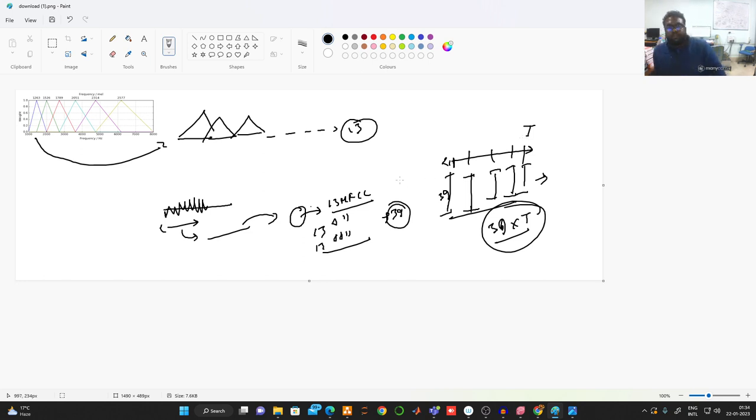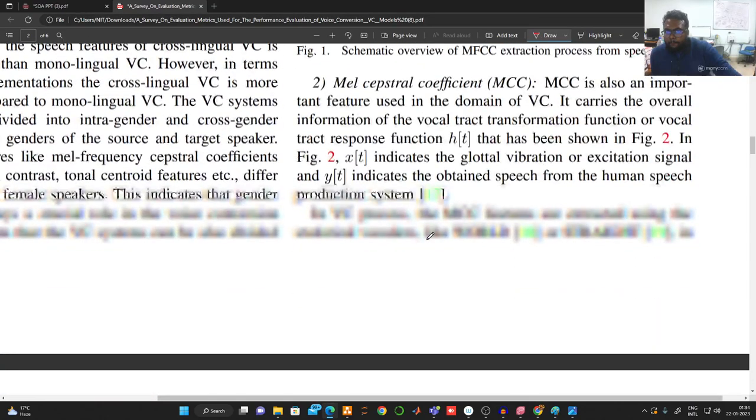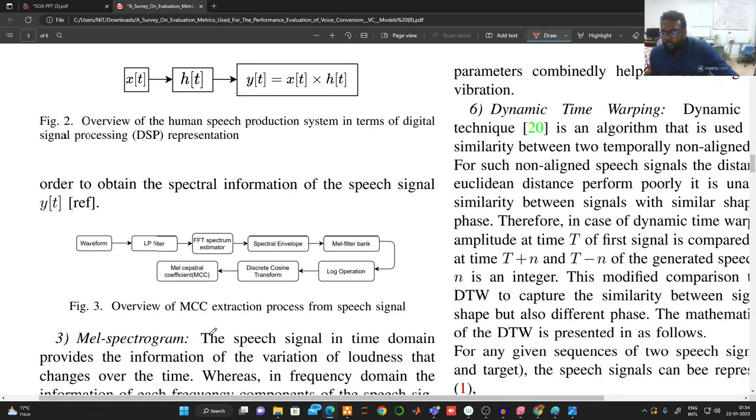Now, in many of the speech synthesis models, the statistical speech synthesis models of vocoders, we get another kind of representation called mel-frequency cepstral coefficients. This is called MCC, not MFCC, but MCC. It's a bit different from the MFCC. So this is the overview of the MCC, mel cepstral coefficient.